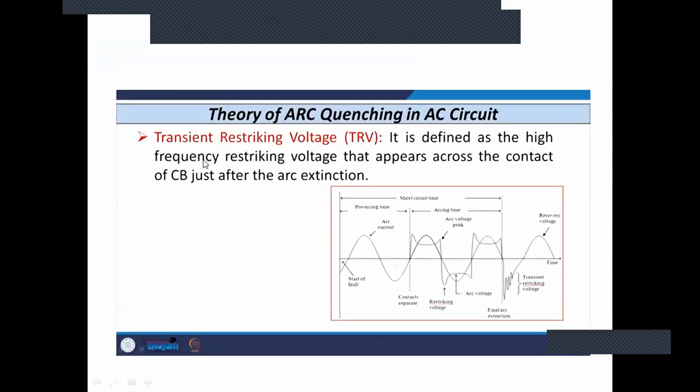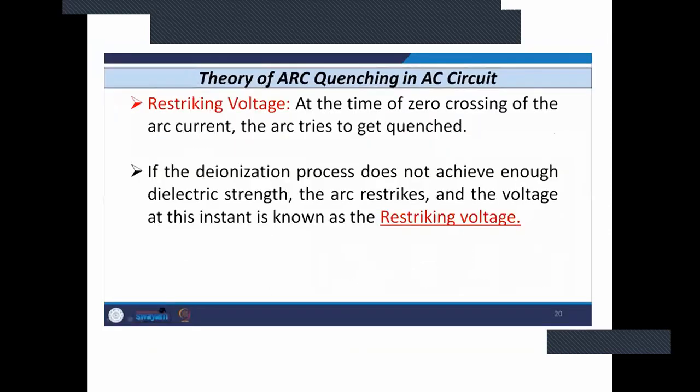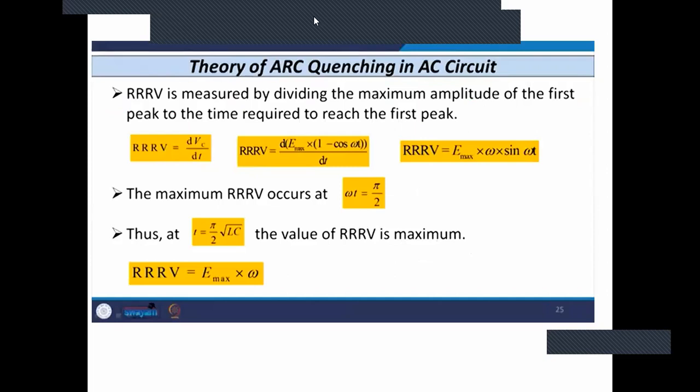The arc quenching voltage, the arc voltage. So replacing this value in this equation, we get E maximum into 1 minus cos omega t. By taking the derivative, E maximum is constant and the derivative of 1 is 0, and the derivative of cos is minus sine, so minus minus plus sine omega t into d by dt of omega t, so we will get omega.